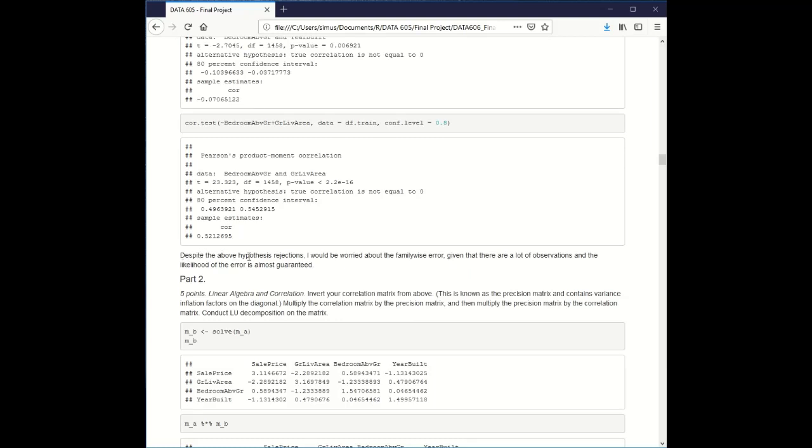Despite the fact that we rejected the null hypothesis based on those tests, I would be worried about the family-wise error, which is basically the type 1 error of incorrectly rejecting the null hypothesis. The reason for that is that there are a lot of observations, and the likelihood of committing such an error is pretty much guaranteed.